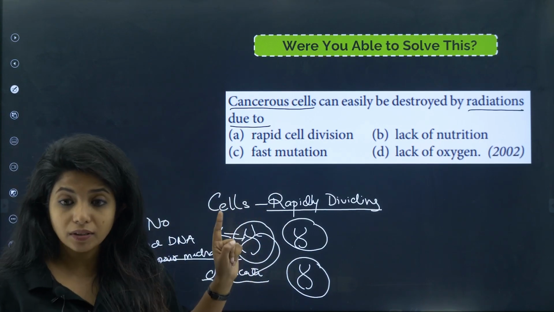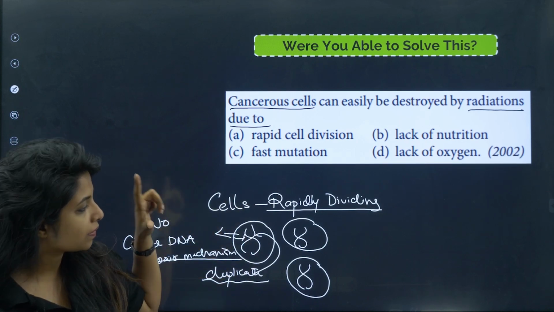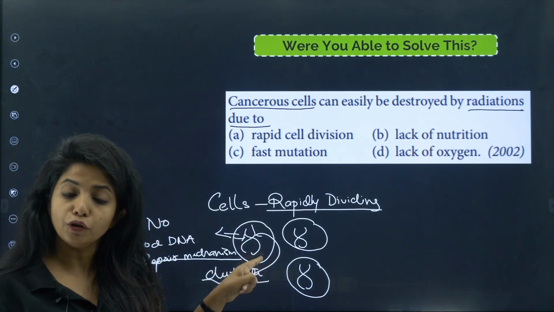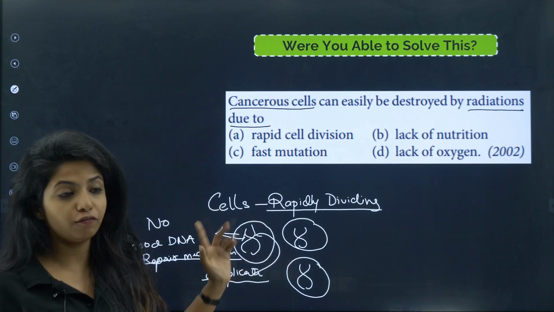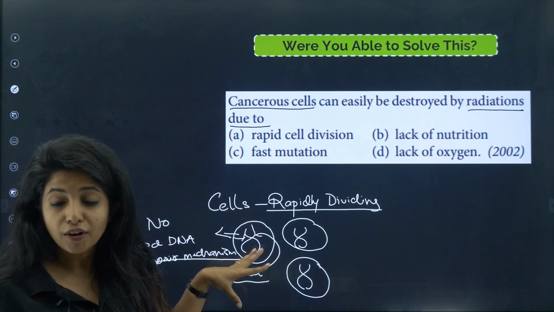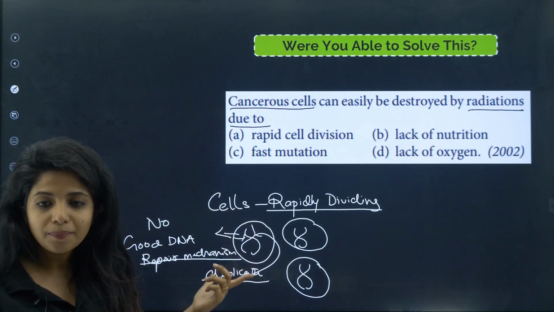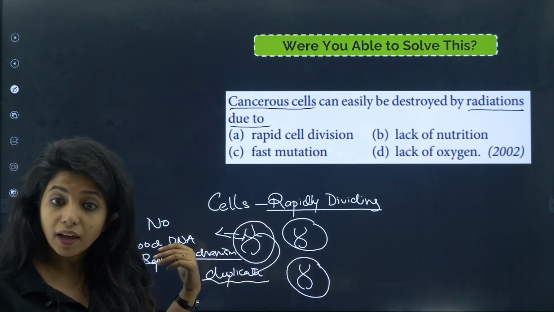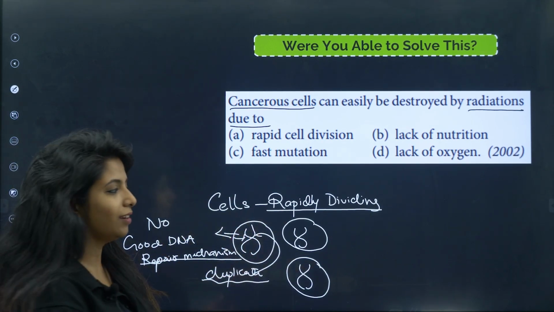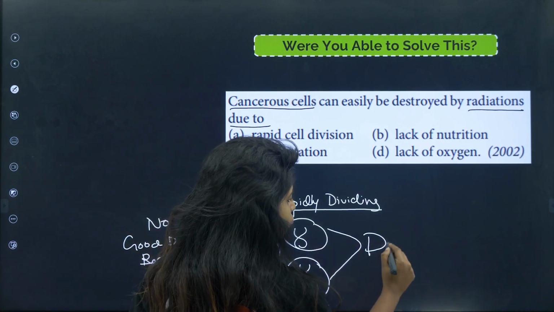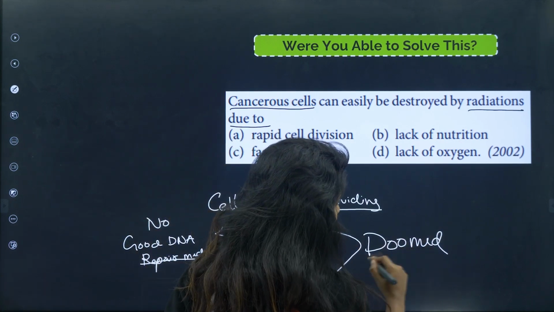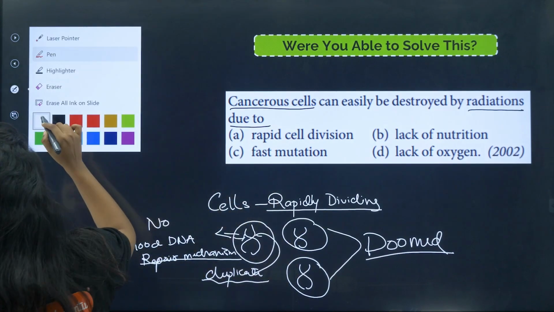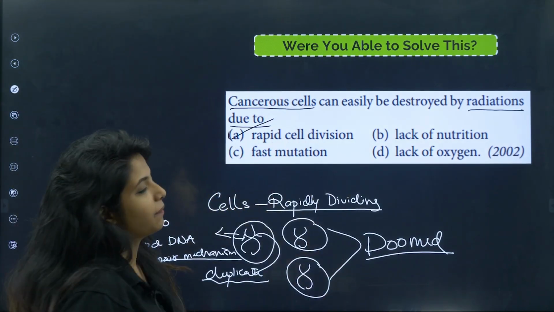Now as I said, please remember that cells that divide rapidly have to duplicate their DNA, and if during this particular process radiations are being put, obviously your DNA will get damaged. Then can you duplicate it properly? No. And do they have a good repair mechanism? No. So then you guys are doomed. The cancer cells are doomed. So it's because of this particular reason, children. Give a good tick mark to rapid cell division.